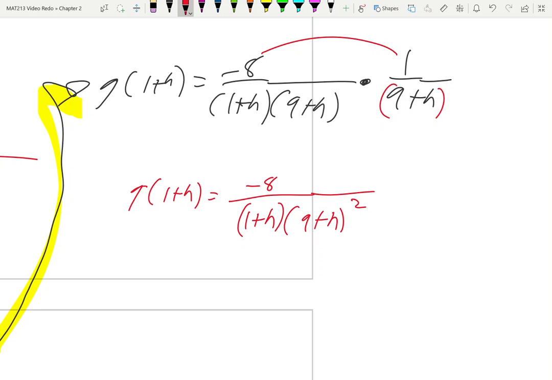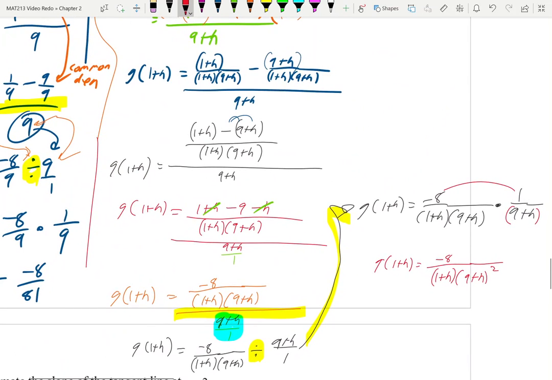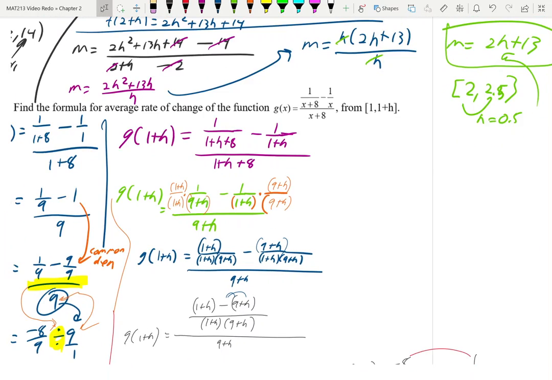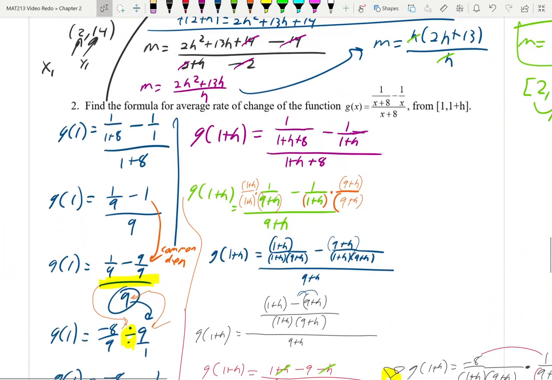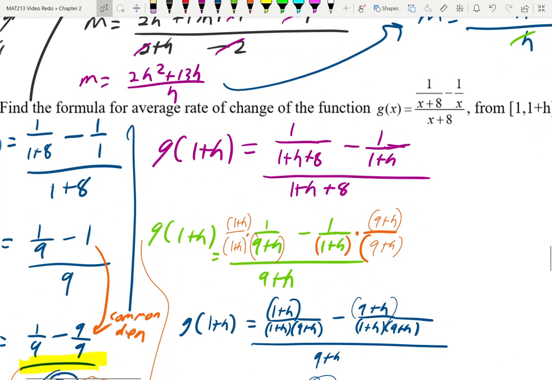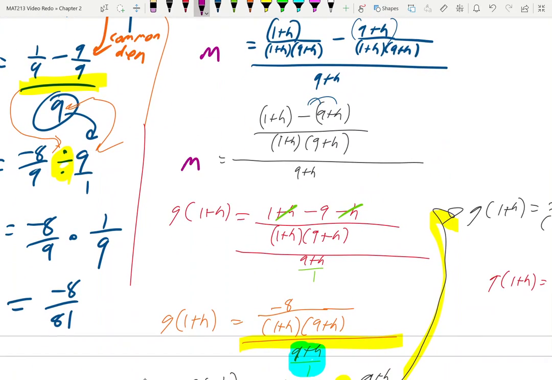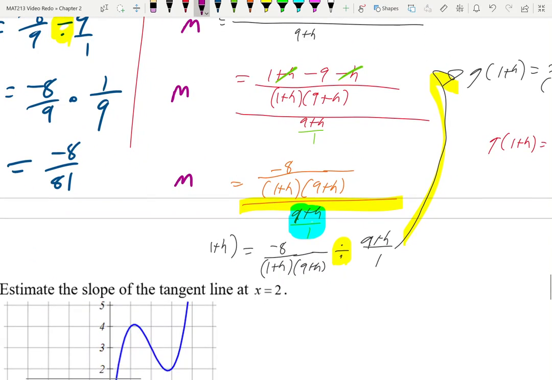So how did I end up writing all these g of 1 plus h's, guys? Someone should have told me here at the very beginning. This isn't g of 1 plus h. What are we doing? I can't believe you guys didn't tell me. Slope, right? This was our slope formula. Slope. Let's do it one more time.